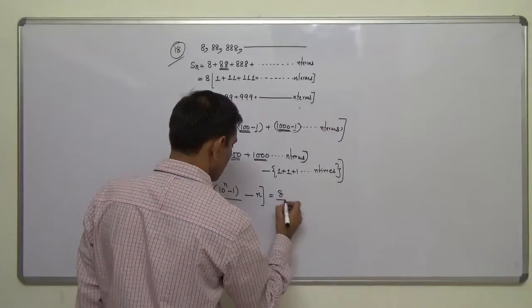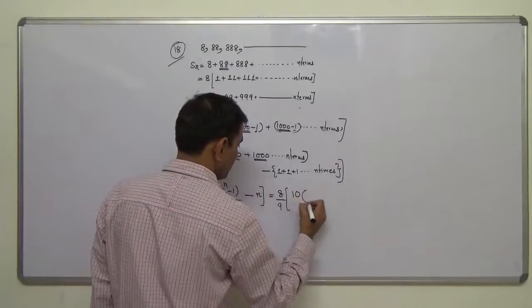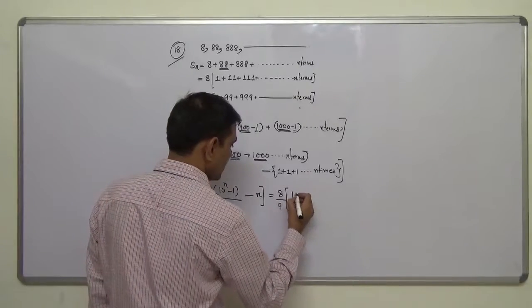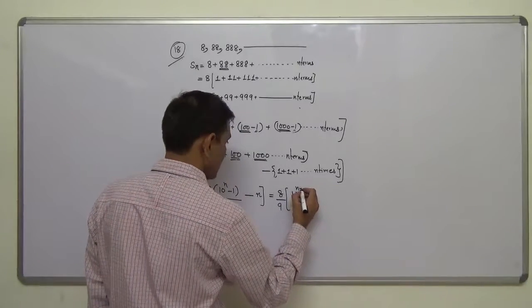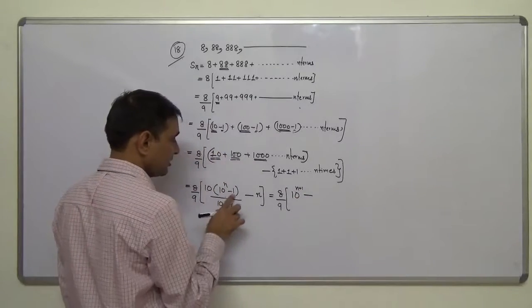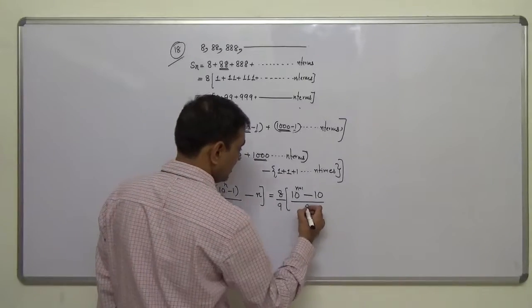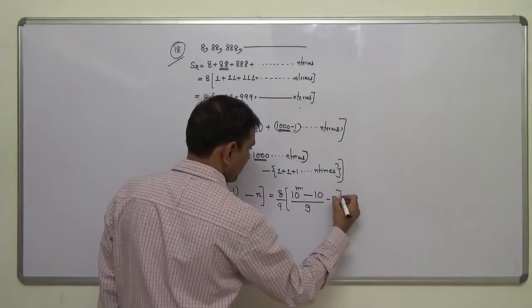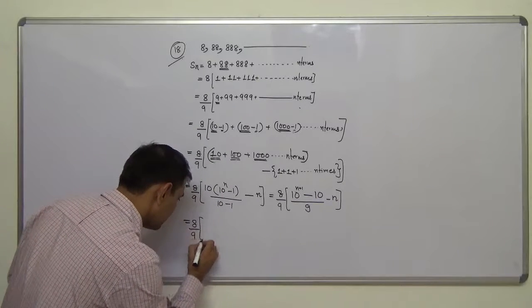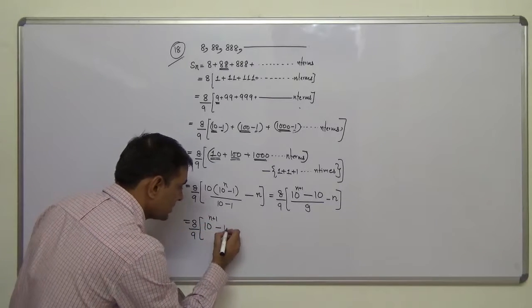This is equal to 8/9, 10 into 10 to the power n plus 1. Multiplying 10 into the bracket, 10 to the power n plus 1 minus 10, upon 10 minus 1, which is 9, minus n, right? This is equal to 8 by 9, 10 to the power n plus 1 minus 10.